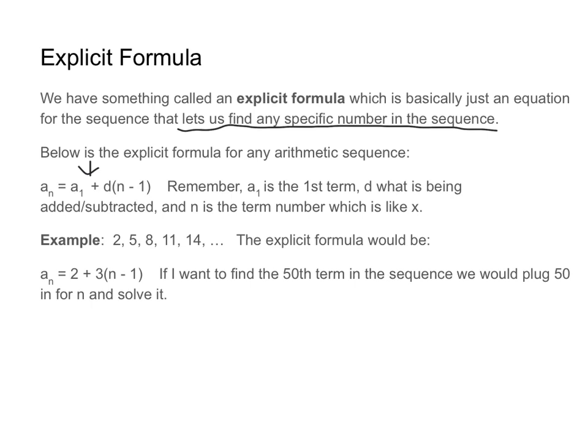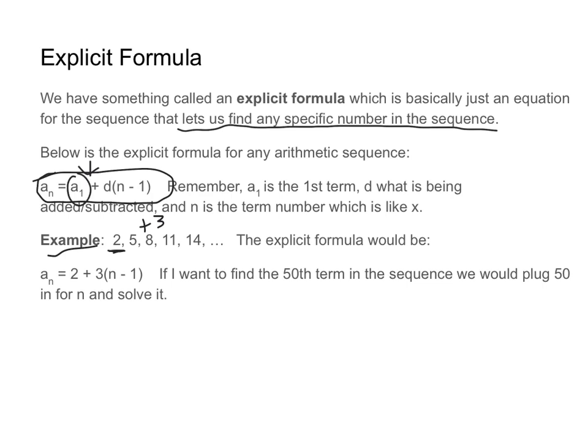So, again, a sub 1 is the first term, d is what's being added or subtracted, and n is the term number. Okay, so for the example down below, if I have this arithmetic sequence, 2, 5, 8, 11, 14, each time I'm adding 3. If I want to find the explicit formula using this equation, the first term, my initial value, is 2. That's what goes right there.